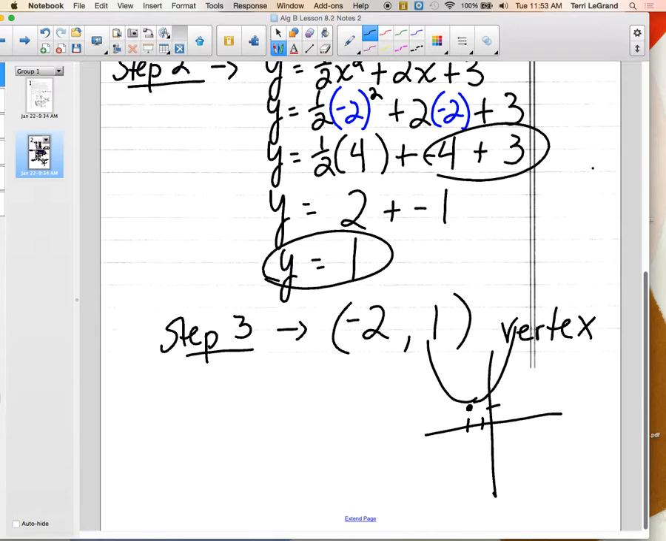Okay? So any questions about any of it that still isn't clear? Okay, you only have 6 of these to do for homework, but you need to show this much work. Okay?